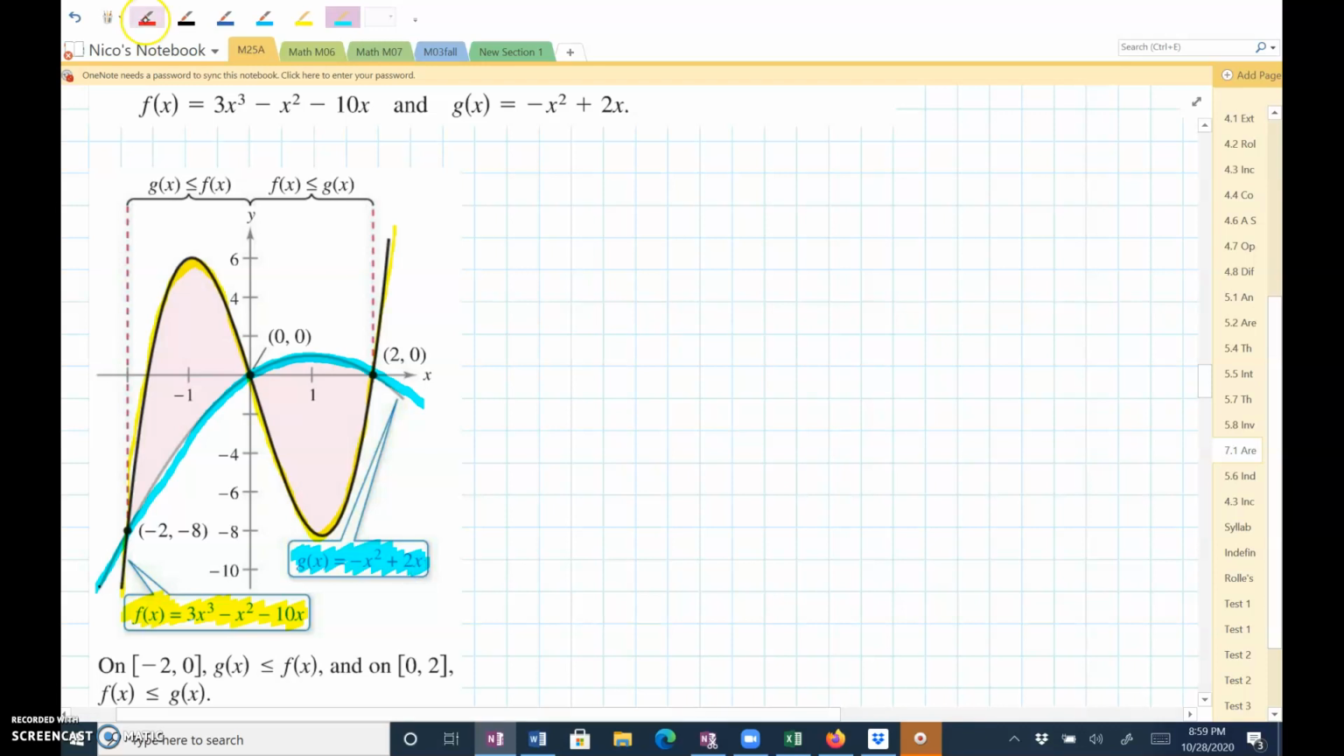So we actually have two areas defined. Area sub 1, area sub 2. So let's start with the area sub 1. So first of all, I'm going to take the integral from this point to that point. So that's going to be from negative 2 to 0 of the top function, which would be 3x cubed minus x squared minus 10x dx.